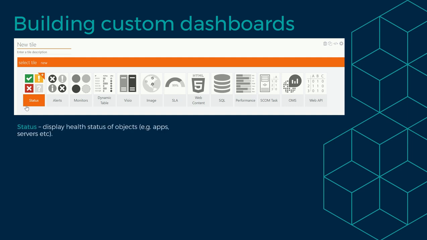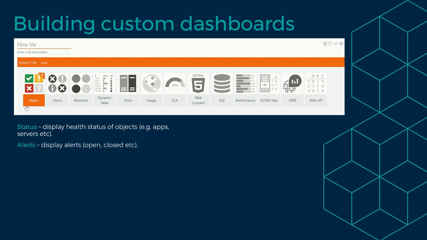When we open a new dashboard in Squared Up using the plus button, a blank canvas is drawn for us with a bunch of tiles available. And these tiles are the different visualizations available to us. The first bunch are pretty straightforward. So status, you've either got icons or nice large blocks for high impact visualizations, and those are going to display the health states of your objects, so your applications, your groups, your servers, your disks, and so on.